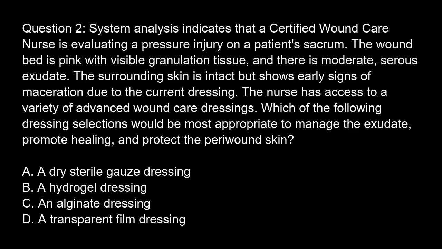Question 2. System analysis indicates that a certified wound care nurse is evaluating a pressure injury on a patient's sacrum. The wound bed is pink with visible granulation tissue, and there is moderate serous exudate. The surrounding skin is intact but shows early signs of maceration due to the current dressing. The nurse has access to a variety of advanced wound care dressings. Which of the following dressing selections would be most appropriate to manage the exudate, promote healing and protect the peri-wound skin?